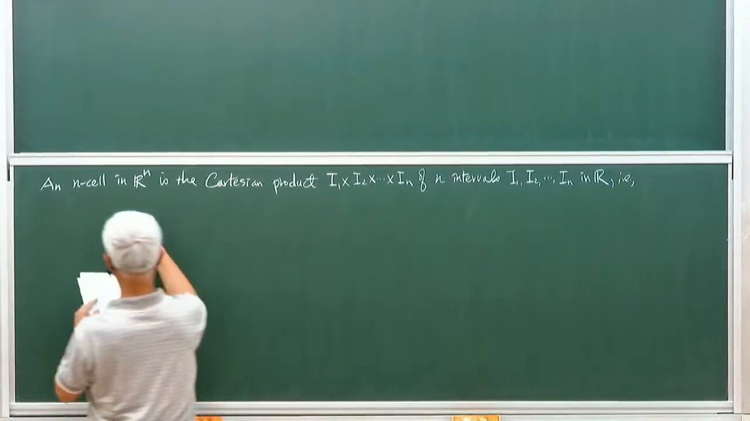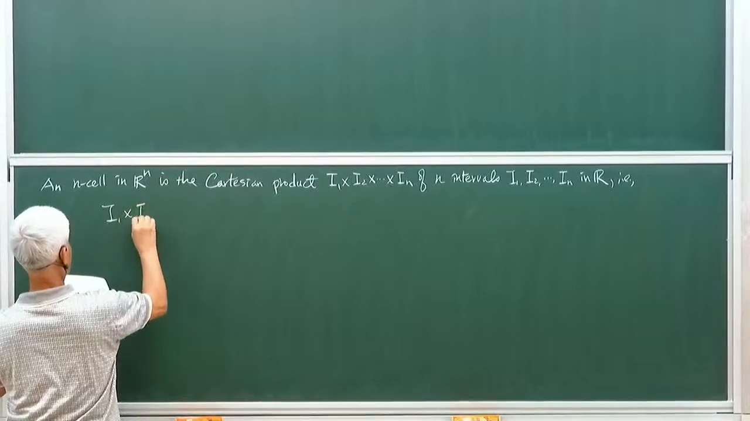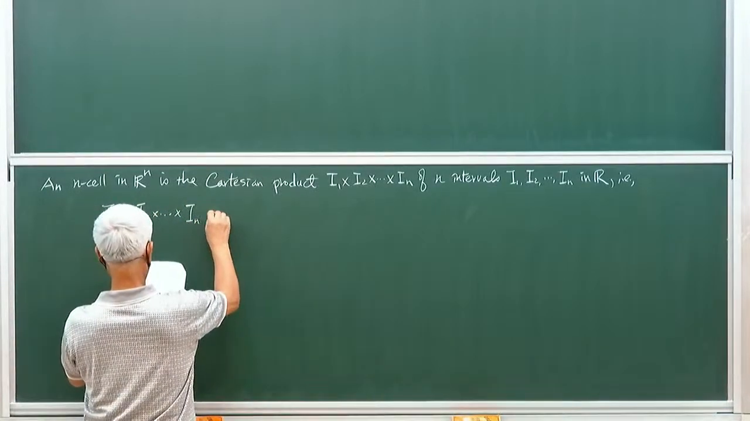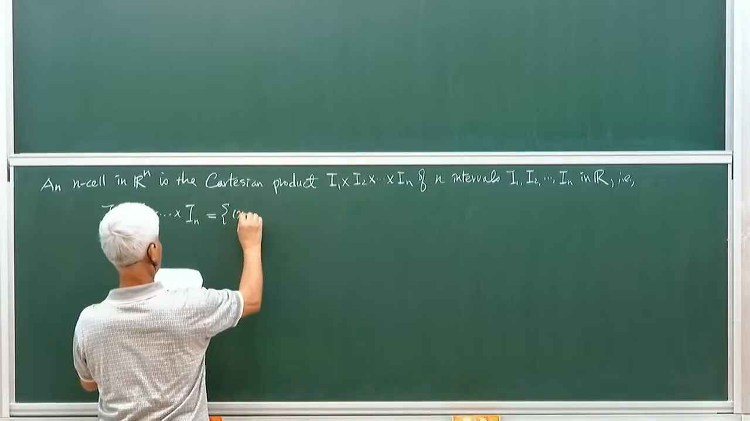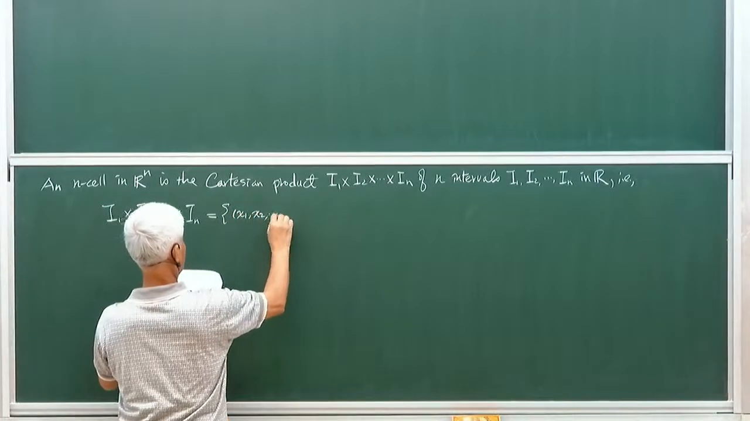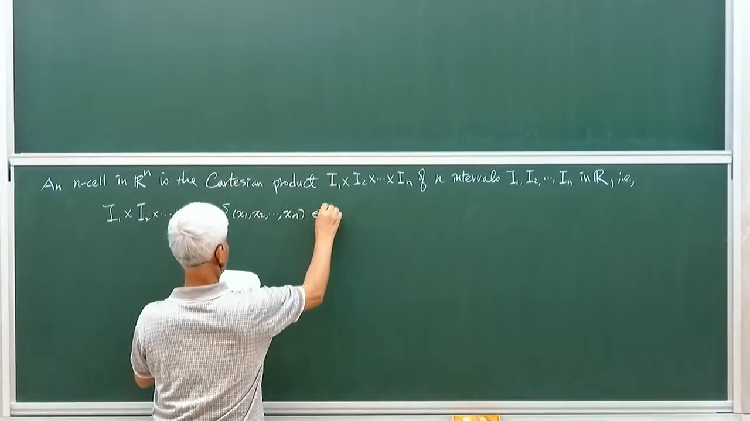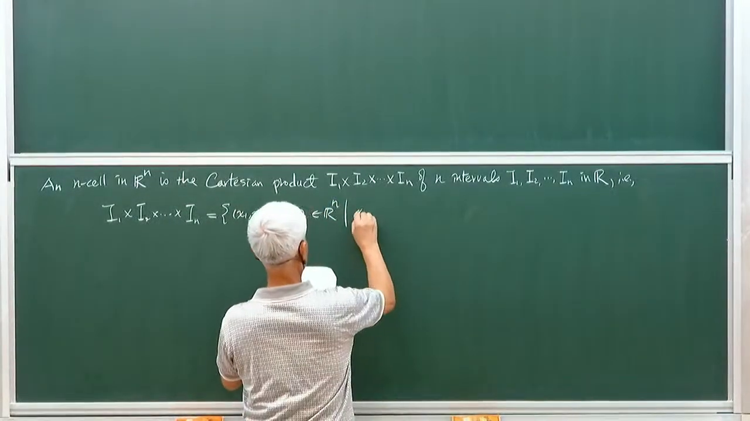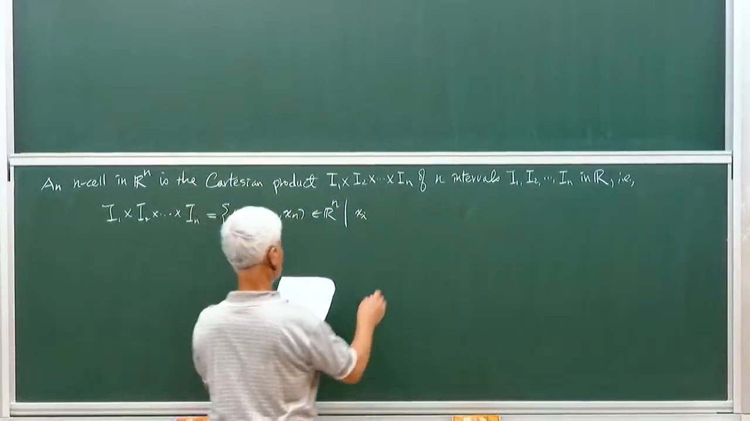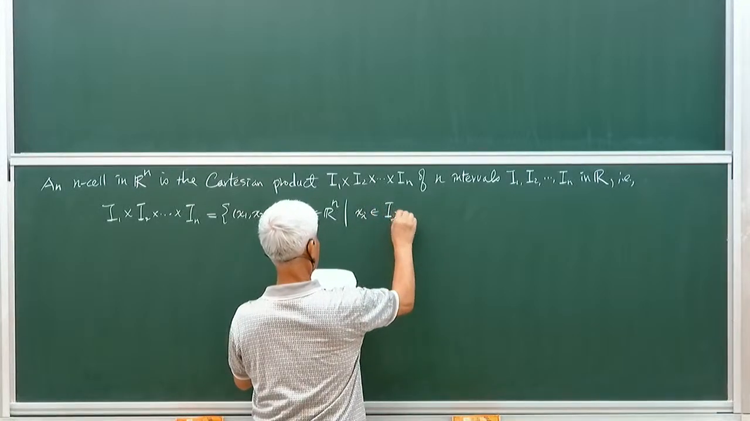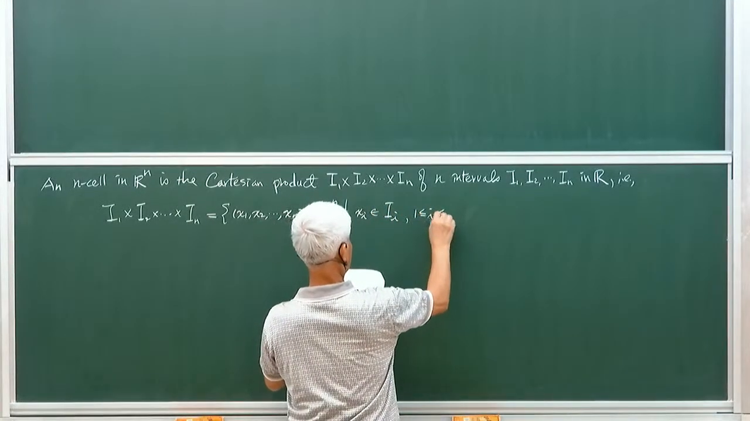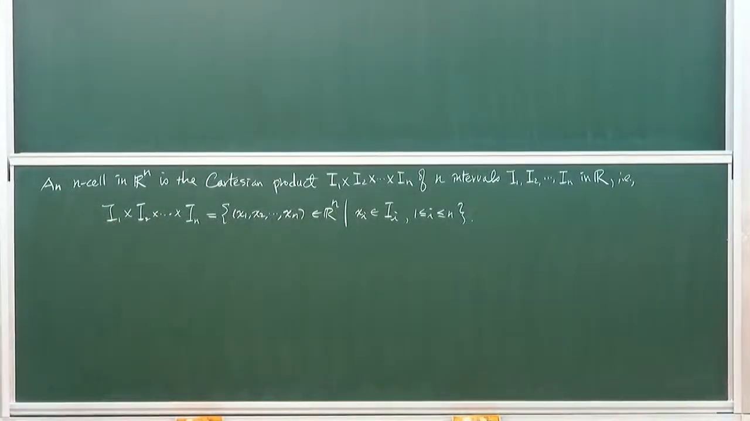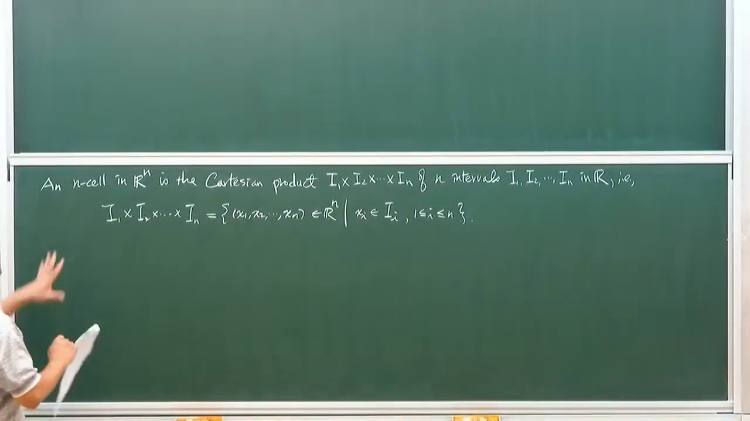Okay, so an n cell is just the n-tuples such that the ith component is in the ith interval. So this is the n cell.